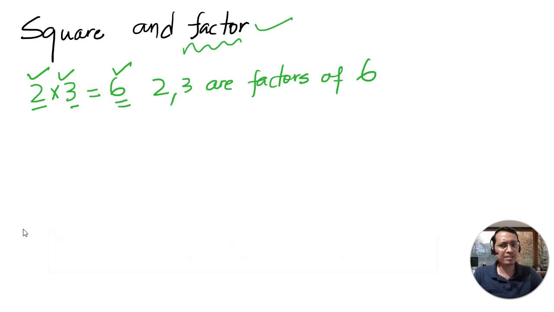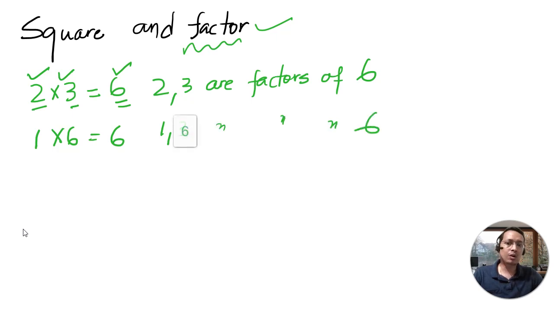Now, if you say, sir, 1 multiplied by 6 is also 6. Yes, you are correct. So 1 and 6 are also factors of 6. Or we can say all these numbers are factors of 6.